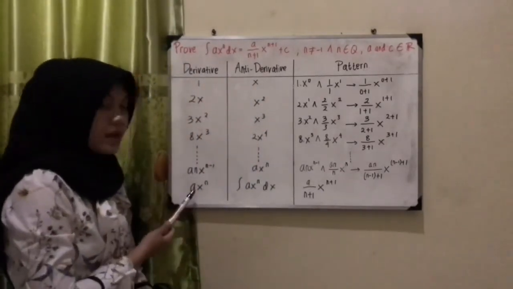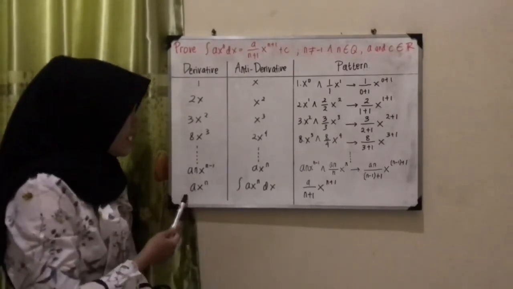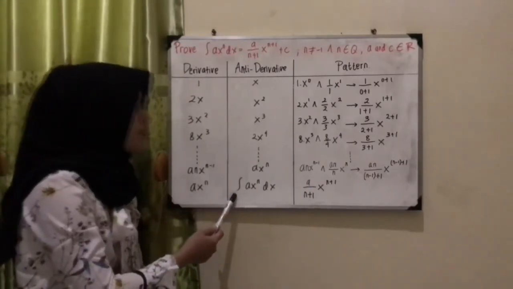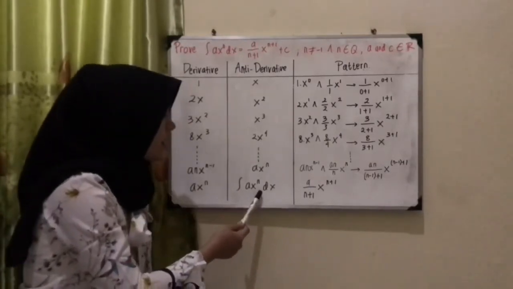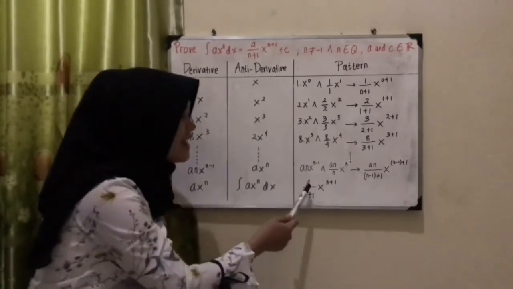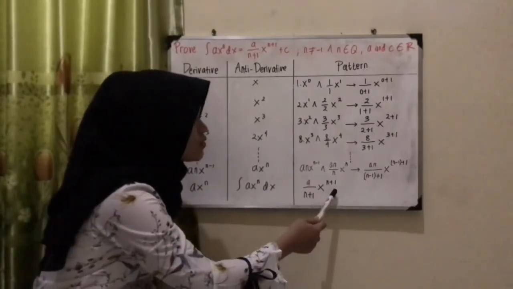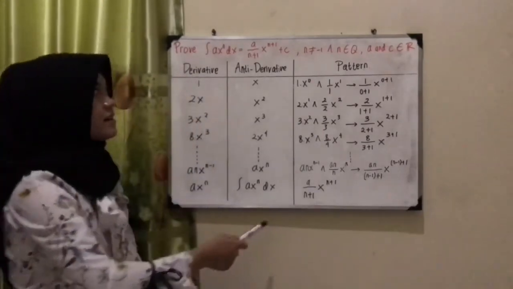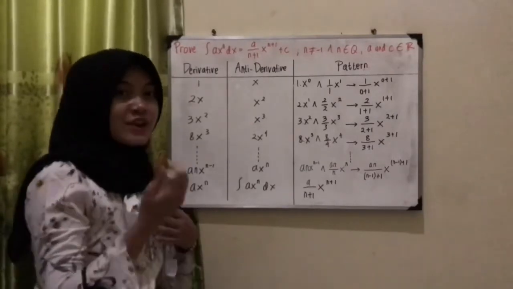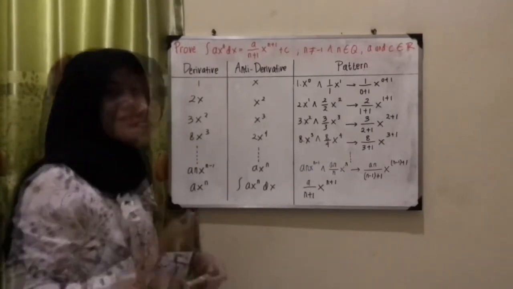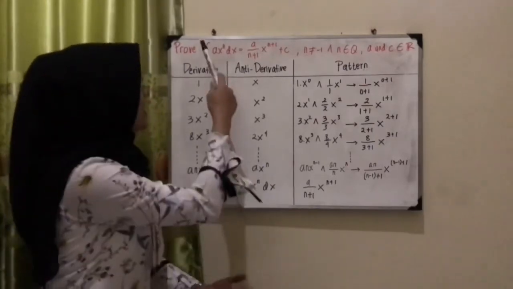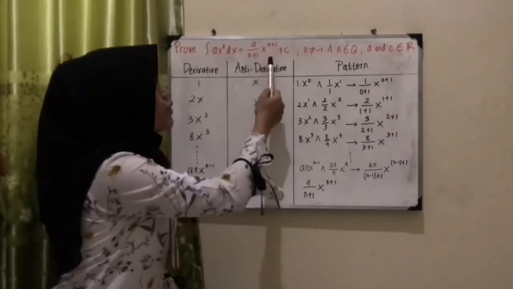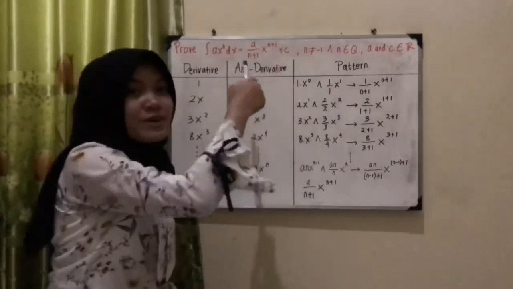And the last, if the derivative is a x to the power of n, we can find the integral of a x to the power of n dx is a over n plus 1 times x to the power of n plus 1. Okay, this is the pattern of the derivative and antiderivative relation. So we can conclude that the integral of a x to the power of n dx is equal to a over n plus 1 times x to the power of n plus 1 plus c.